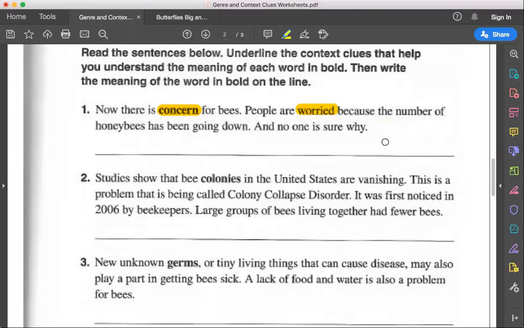So you can do like I do. You can highlight if you have a highlighter, but if not, you can simply underline the word. Then on the line, you write the definition. You write this. Worried. Concern means worried.